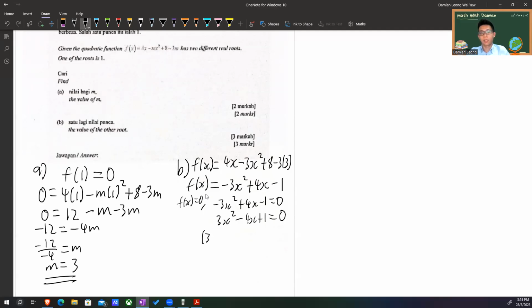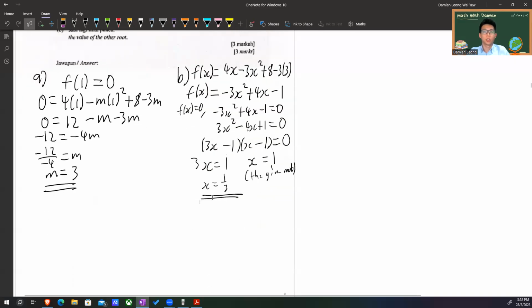Factorize this. Again, how you want to factorize this is up to you. But basically, this is 1, 1. This times with this times with this. So to get -4, it must be -3 minus 1. So it's either 3x minus 1 is 0, x is 1 over 3, or x minus 1 is 0, x is 1. But x is 1 is already the given root. So the other root must be 1 over 3.